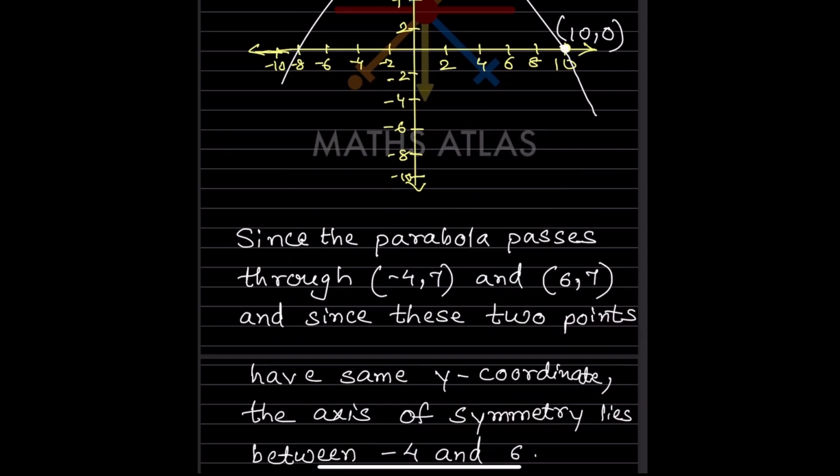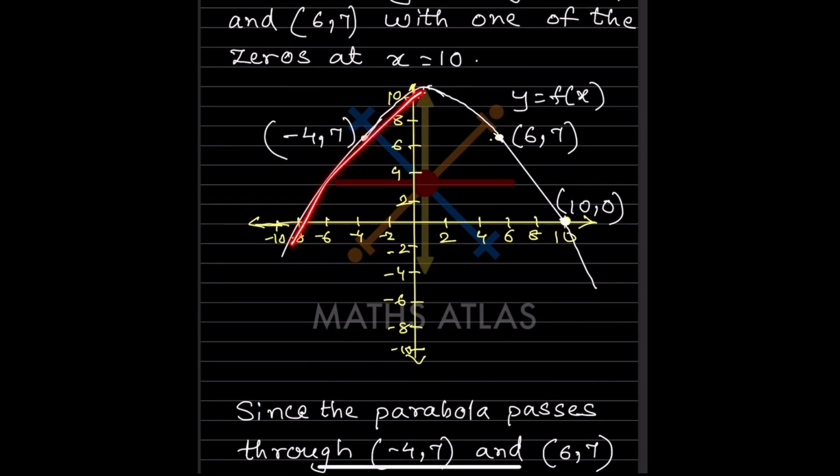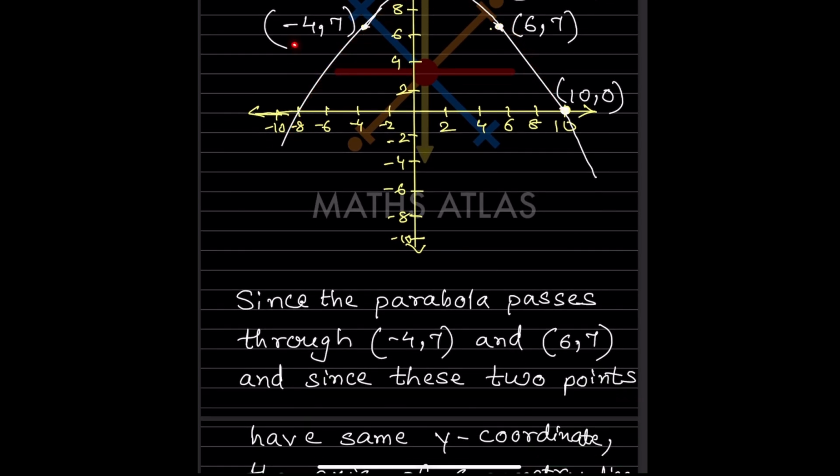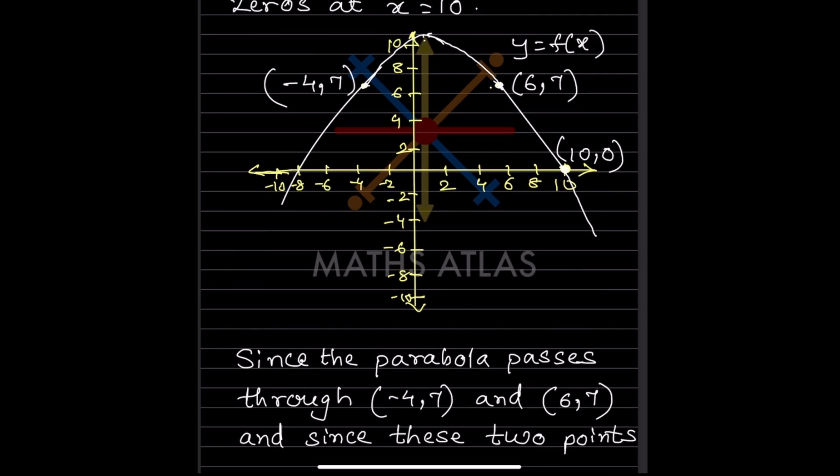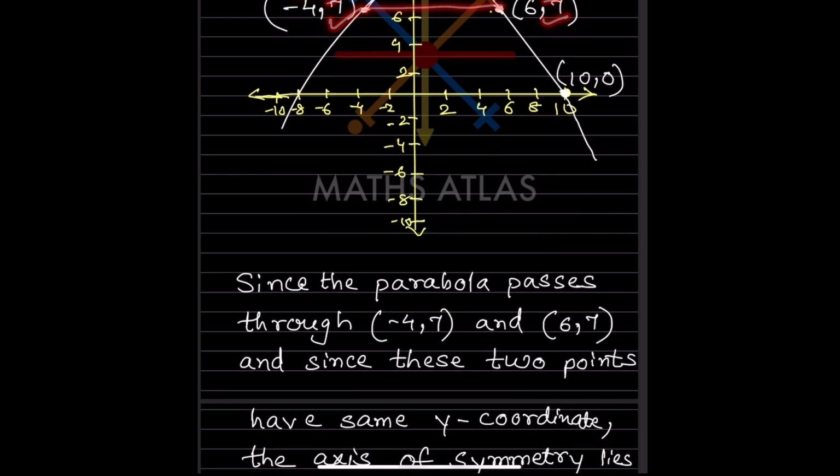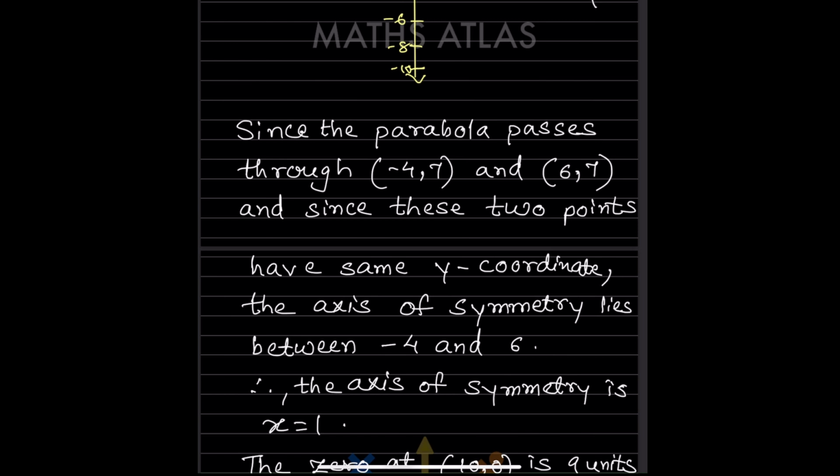So we can write it, since this is a parabola, right? It passes through (-4, 7) and (6, 7), and since these two points have the same y coordinate, can you see this? This is x, this is y. Both of them have 7, meaning both have the same y coordinate. So the axis of symmetry lies between -4 and 6.